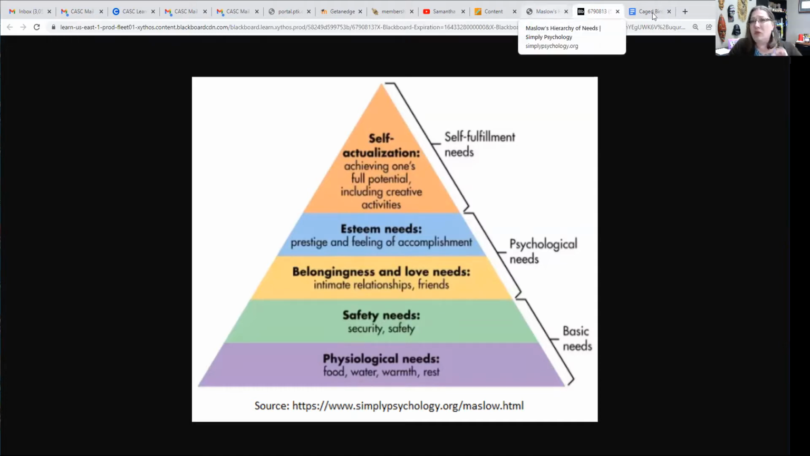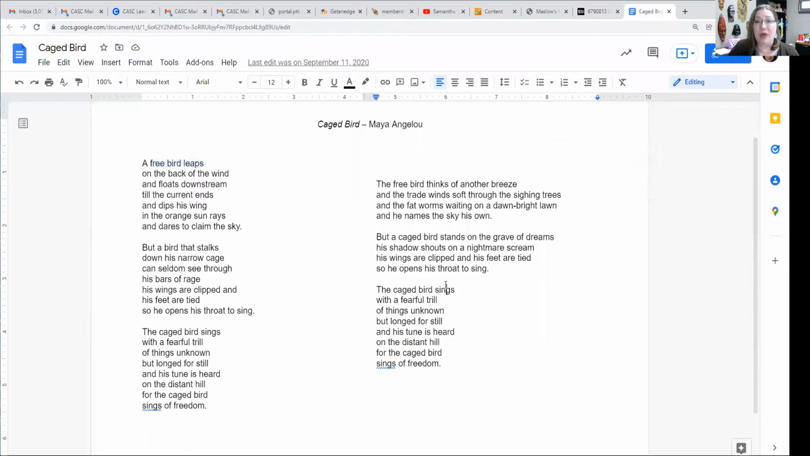Now, we go back into "Caged Bird." What is it that the caged bird has to do? Well, he's in a cage. A bird that stalks down his narrow cage can seldom see through his bars of rage. His wings are clipped and his feet are tied, so he opens his throat to sing.